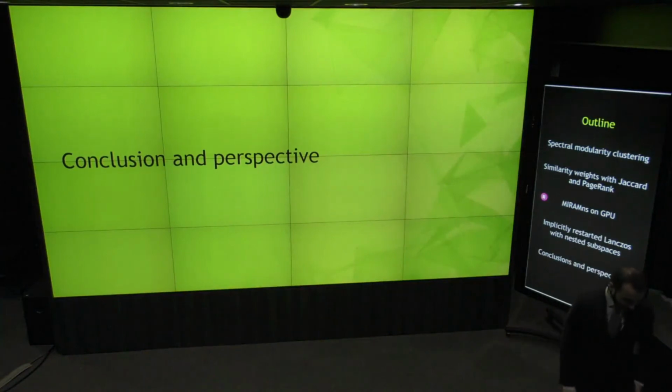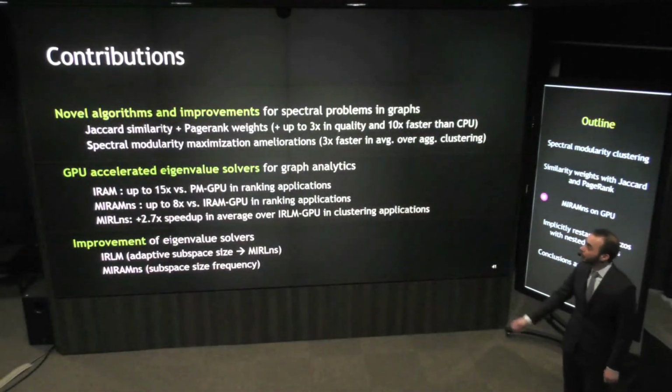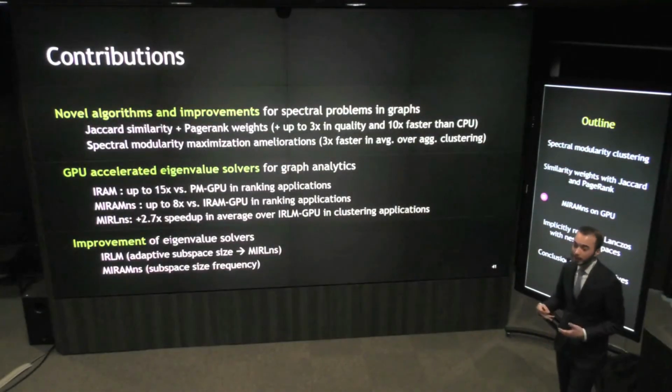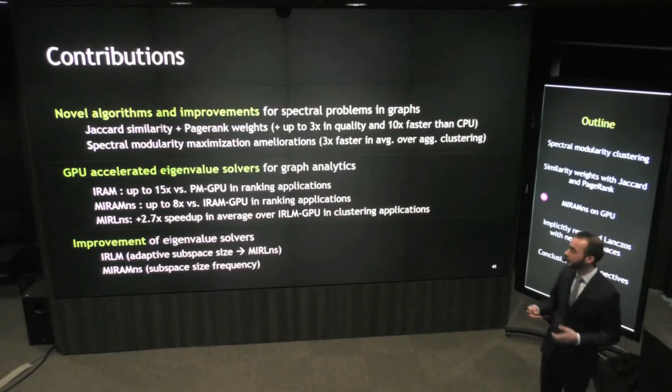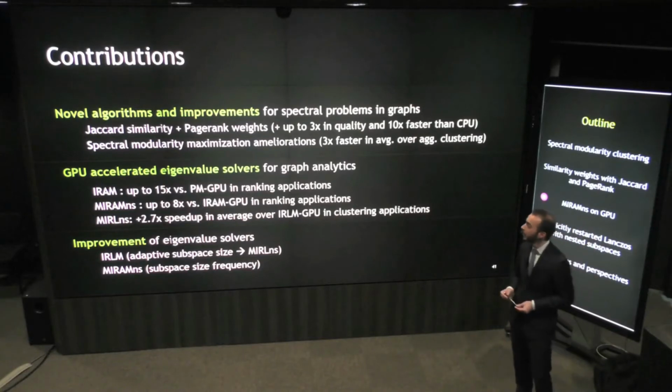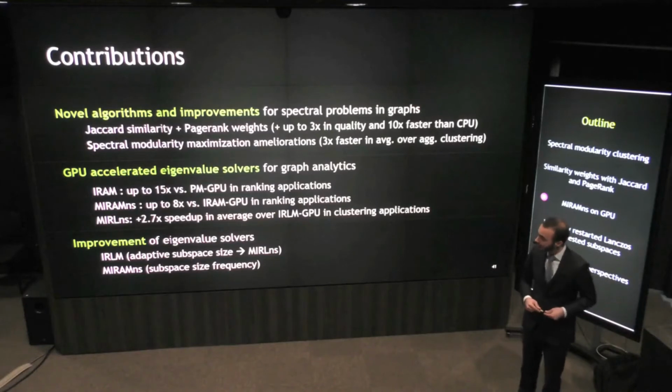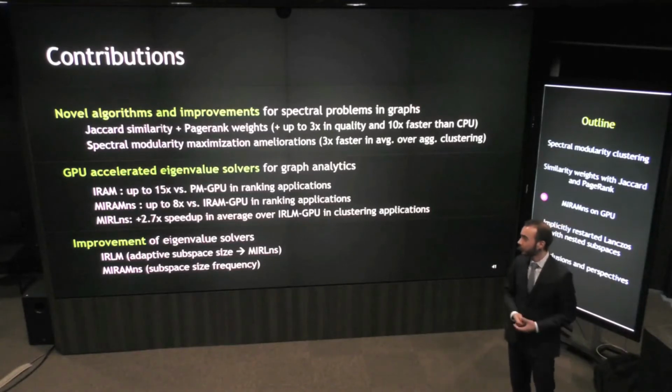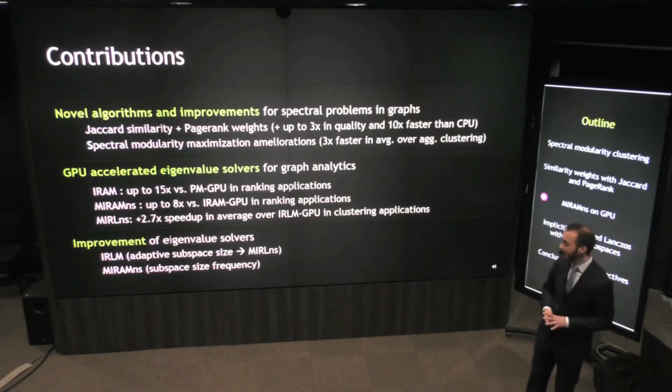That's what I have. So now conclusion and perspectives. Just a quick summary of the contributions. So we have new algorithms and improvements of existing techniques. We also have GPU implementations for everything, and those GPU implementations are faster than what we compared against. And we also have improvements of eigenvalue solvers. So for Lanczos, we added auto-tuning of the subspace size on GPU. And for MIRAM-NF, we implemented it on GPU, and we also changed a little bit the way the subspaces are generated.